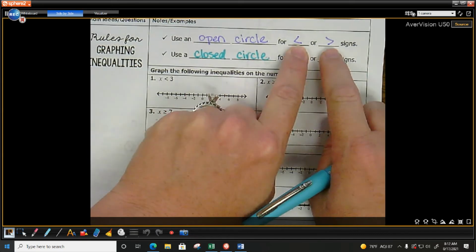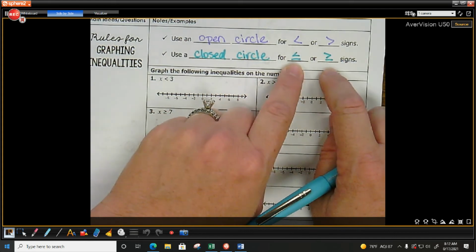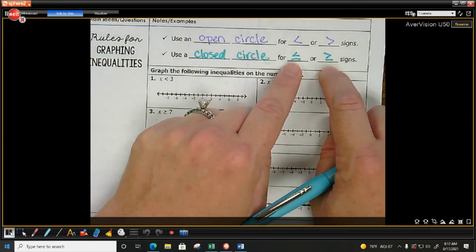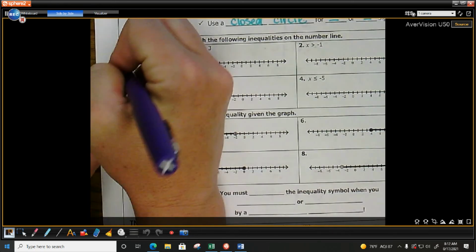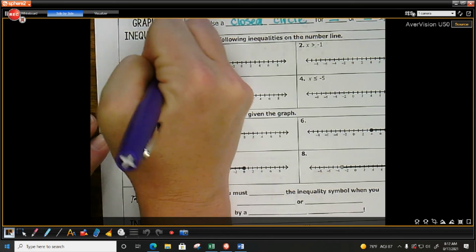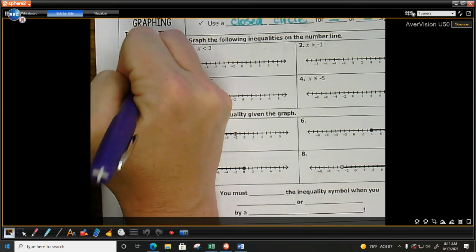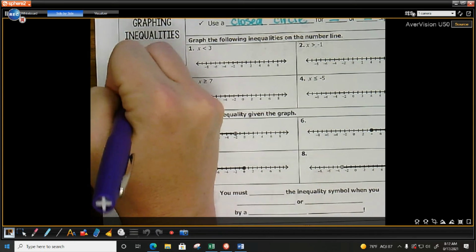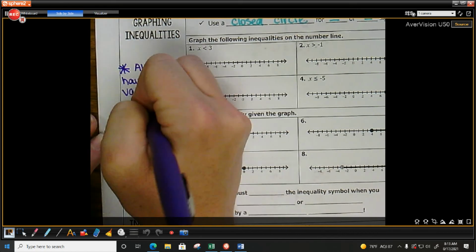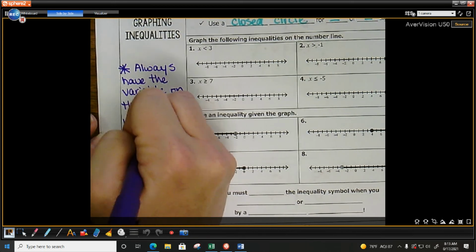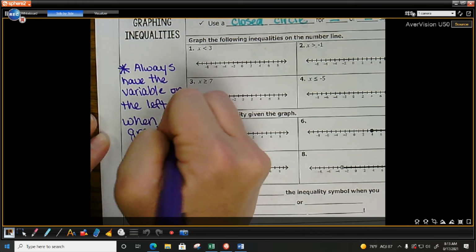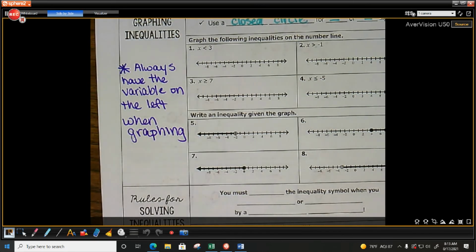One thing we want to make a note of, over to the side: always have the variable on the left when graphing. If the variable is on the right, flip it. The variable must be on the left when graphing. Otherwise we're going to get it wrong. We're going to make a silly mistake.